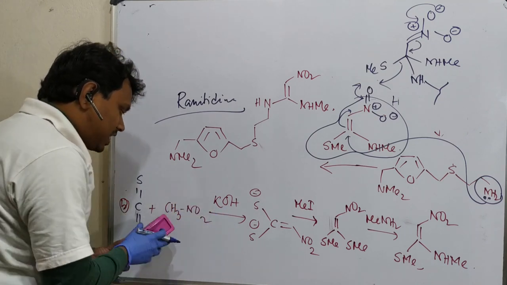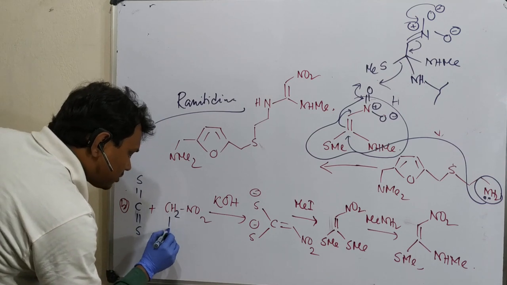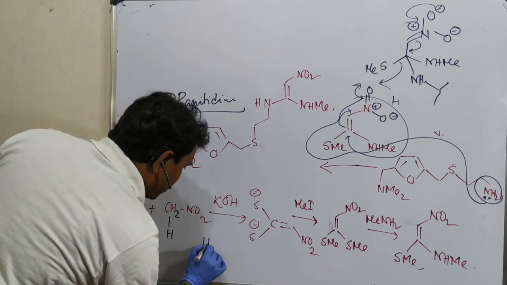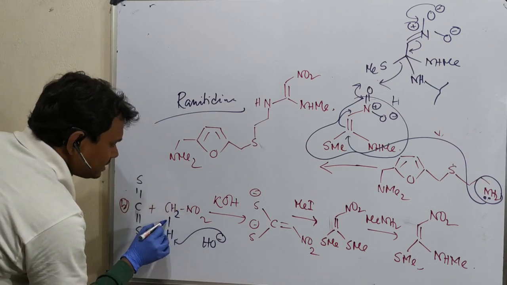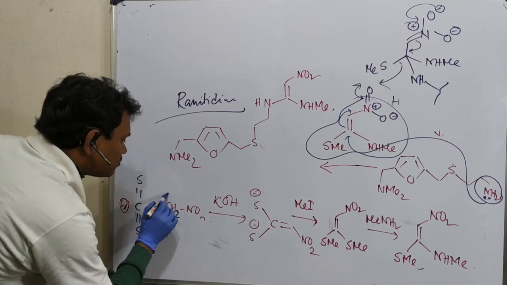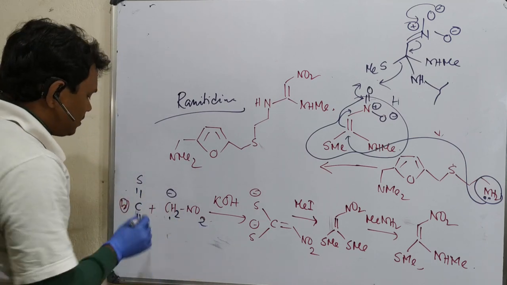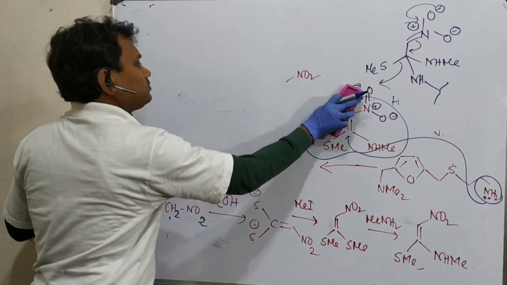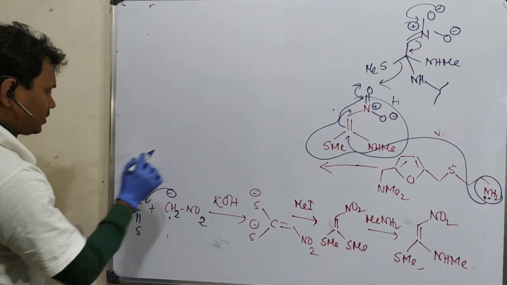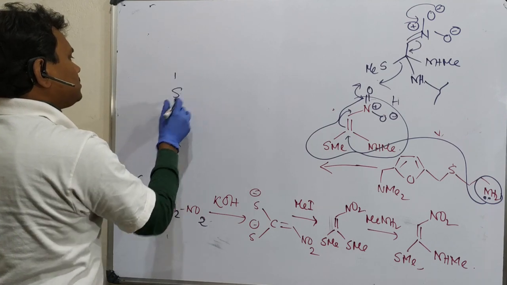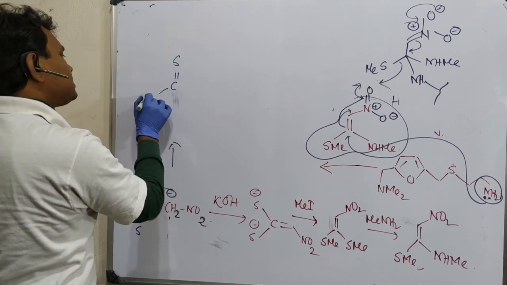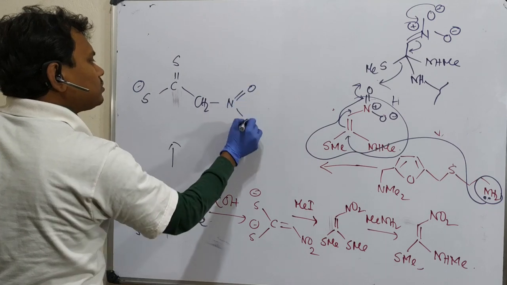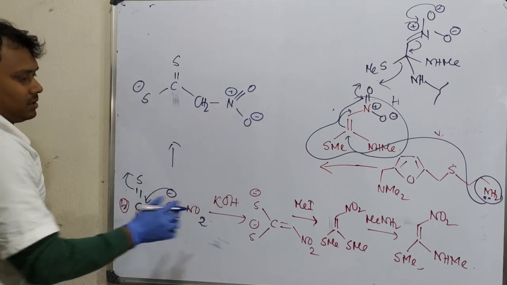So in the presence of KOH, first KOH reacts with nitromethane because it has an active hydrogen and its pKa is around 10, the same acidity as active methylene compounds. It's a very interesting property, please keep it in mind. It attacks and it opens up, resulting in the CH2 minus anion, and that is resonance stabilized by the nitro group. Fine. So it attacks here, it opens up. Fine. So what is the product? So it resulted in C double bond S minus, here CH2NO2 minus plus.